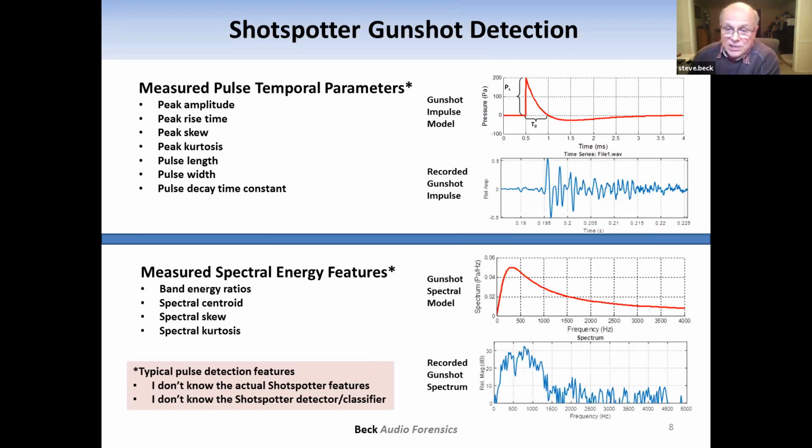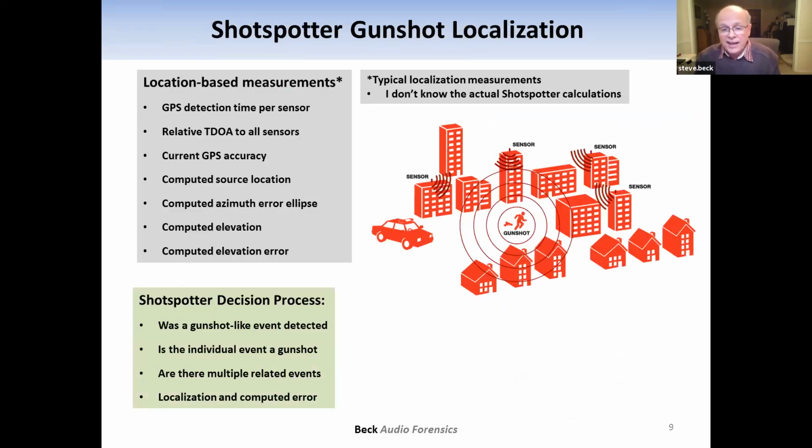The nice thing about Shotspotter is that they know all the characteristics of their microphones. So once you've detected it, you try to classify it and determine, is it a gunshot? And I don't know what kind of classifier. Again, they may have moved on to deep learning techniques. But let's assume that we've detected and we've determined that it is a gunshot. So Shotspotter then will say, we're going to try and locate it. So there are several measurements that they can make.